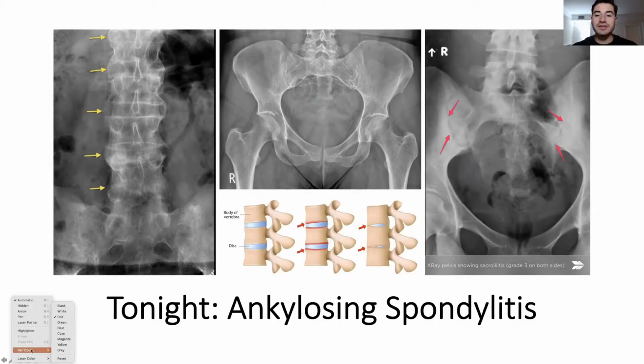Tonight, ankylosing spondylitis. Ankylosing means stiffening, and it comes from the Greek word ankylos, which means bent. And spondylitis means inflammation of the spine. Together, we have this spinal stiffening caused by inflammation. It is a chronic inflammatory condition of the axial skeleton, which is your spine and the pelvis, which results in new bone formation in areas where you otherwise wouldn't get that type of inflammation.